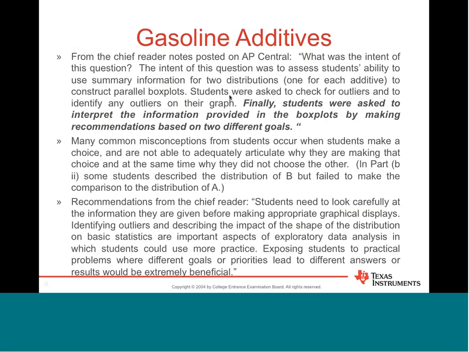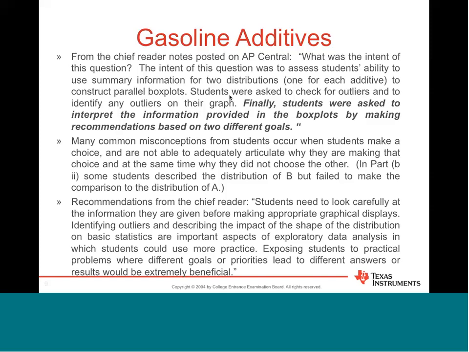All right, then each year after the exam, the chief reader puts together notes on things that students typically did or did not do to make suggestions for teachers. Teachers can use these notes to help guide their courses for the following year. So obviously the intent of the question was to assess students' ability to use summary information, and students were asked to interpret the information provided in the box plots by making recommendations based on the two goals.